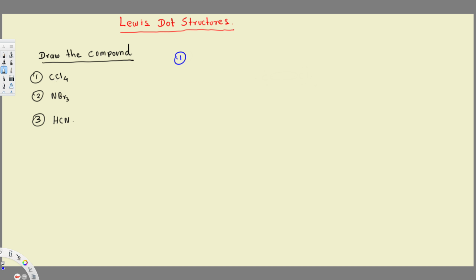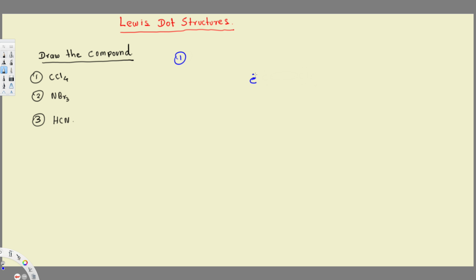First of all, we have to decide which one is going to be the central atom. Here, C is 1 and Cl is 4, and we know that C is going to be the central atom. The valence electron count for C is 4, since it is in the fourth group.